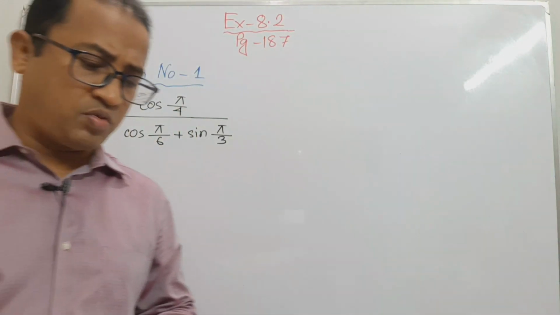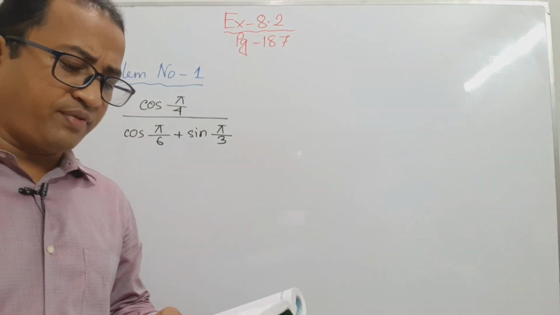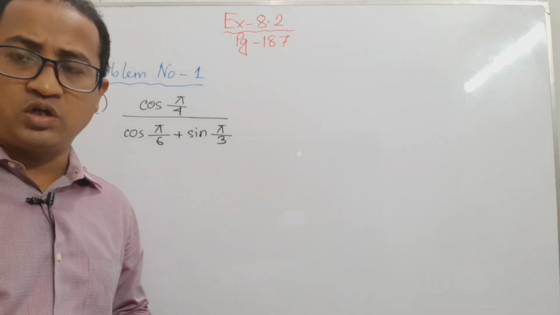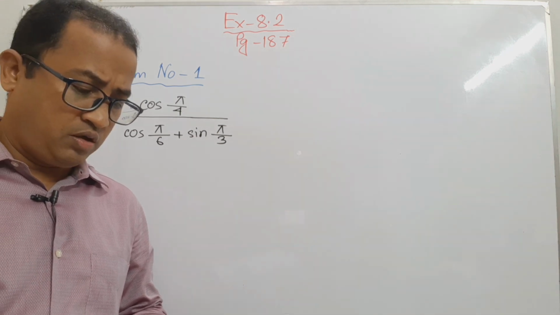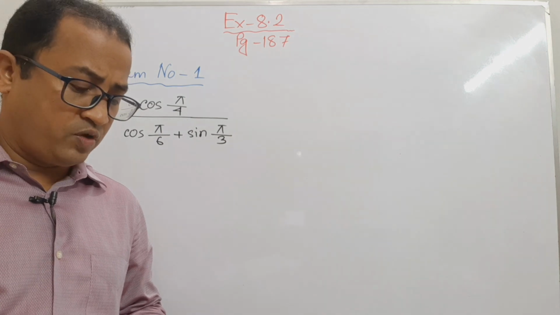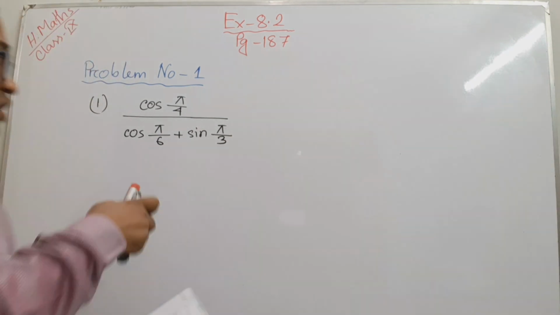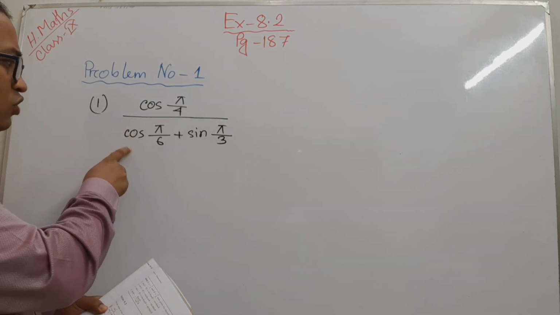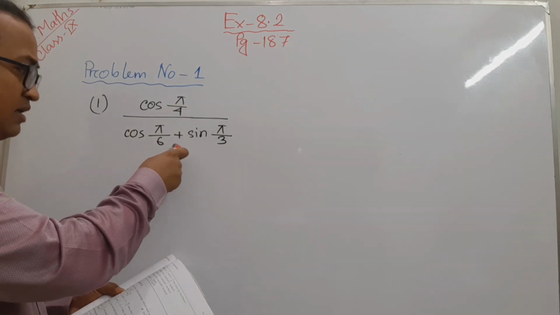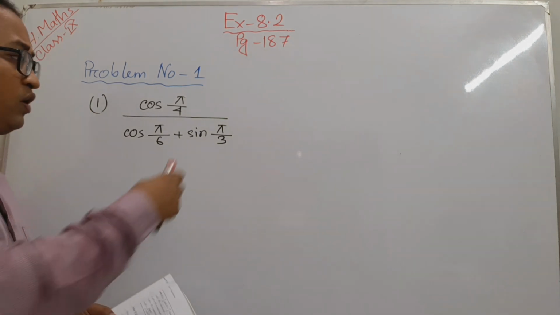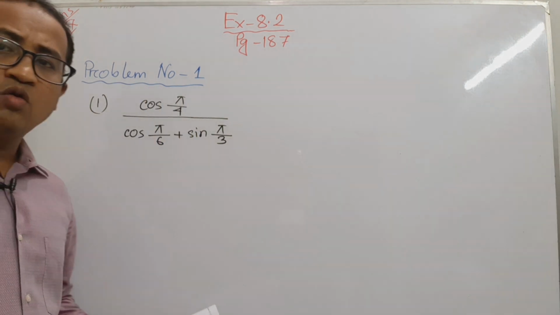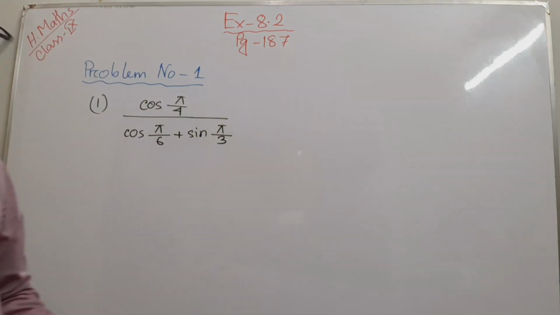Now question number 1. Find the value of the following without using calculator. There are 2 questions in question number 1. We will solve the first one, that is cos 5π/4 divided by cos 5π/6 plus sin 5π/3. We will find the value of this without using any calculator.